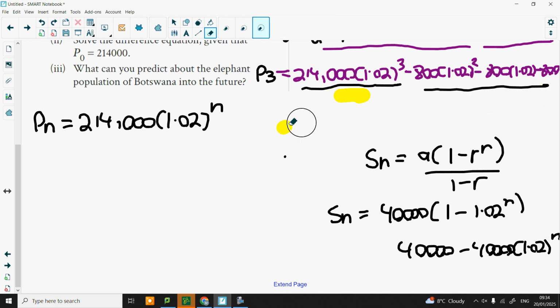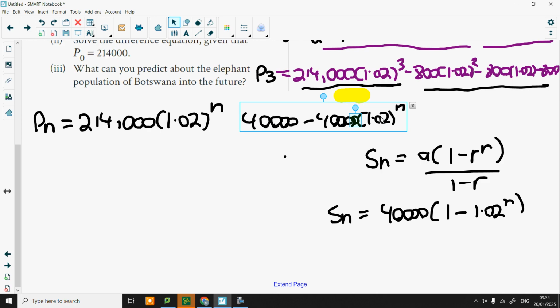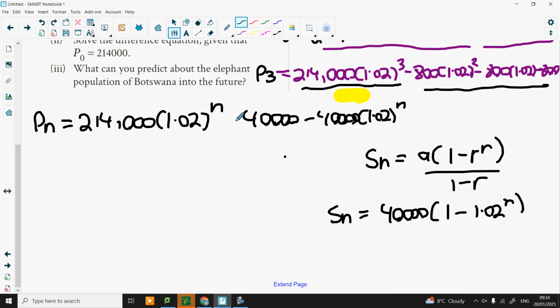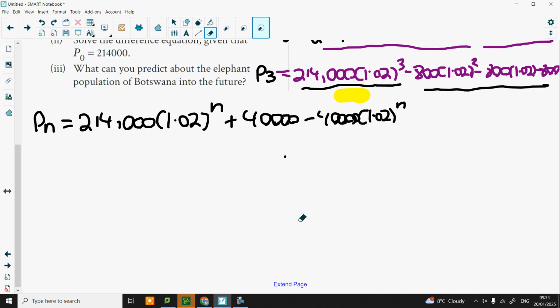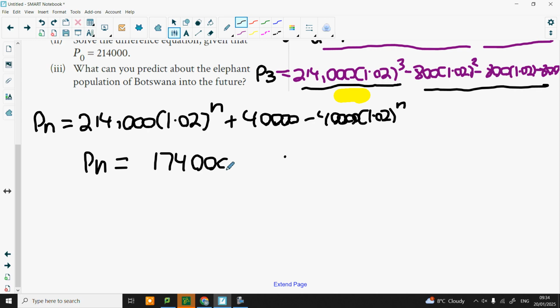All right. Now I'm going to get rid of all that yellow part, and what I'm going to replace it with is this part here. Okay. And so, see that 214,000? I'm going to take away 40,000 from that. And my Pn is 174,000 times 1.02 to the power of n plus 40,000.